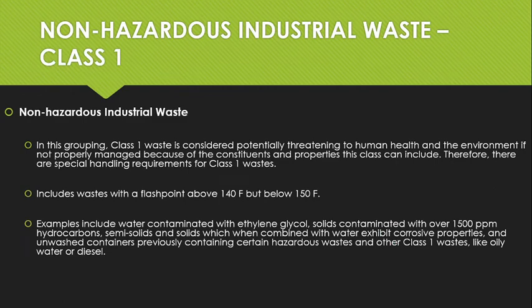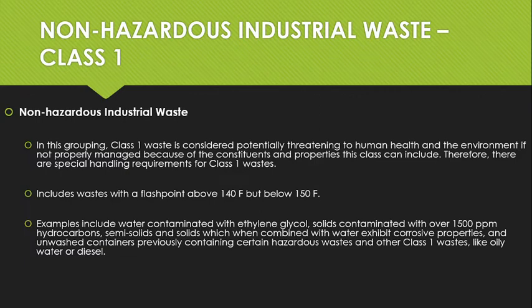So class 1 waste. Class 1 waste is considered potentially threatening to human health and the environment if not properly managed because of its constituents and properties that the class can include. So this would be like waste that have a flash point above 140 but below 150. So remember, we talked about ignitability is below 140 degrees Fahrenheit. If it's between 140 to 150 and we judge that from an SDS or analytical testing, then it's going to be class 1. So it has to go into a special cell.